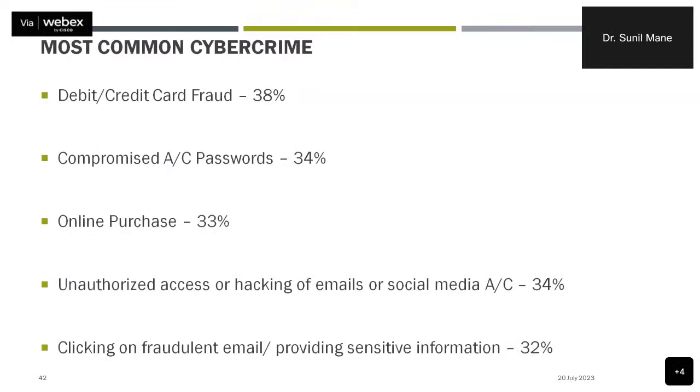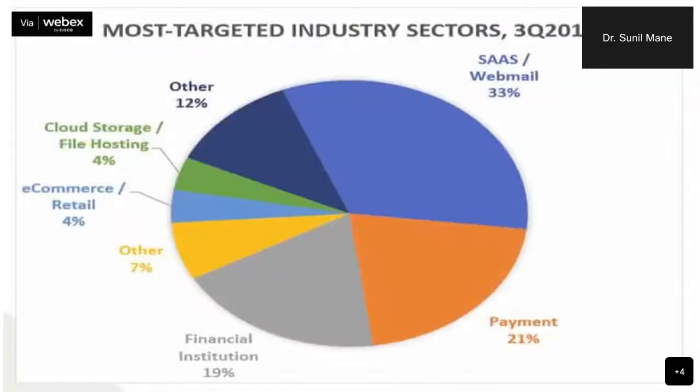So what are the most common cyber crimes that happen? Debit credit card frauds, around 38%, then compromised accounts and passwords, about 34%, online purchase frauds, like 33%, unauthorized access or hacking of emails or social media accounts, about 34%. Then clicking on fraudulent emails or providing sensitive information by clicking on some links, around 32% and so on. So this is the most targeted picture you can see.